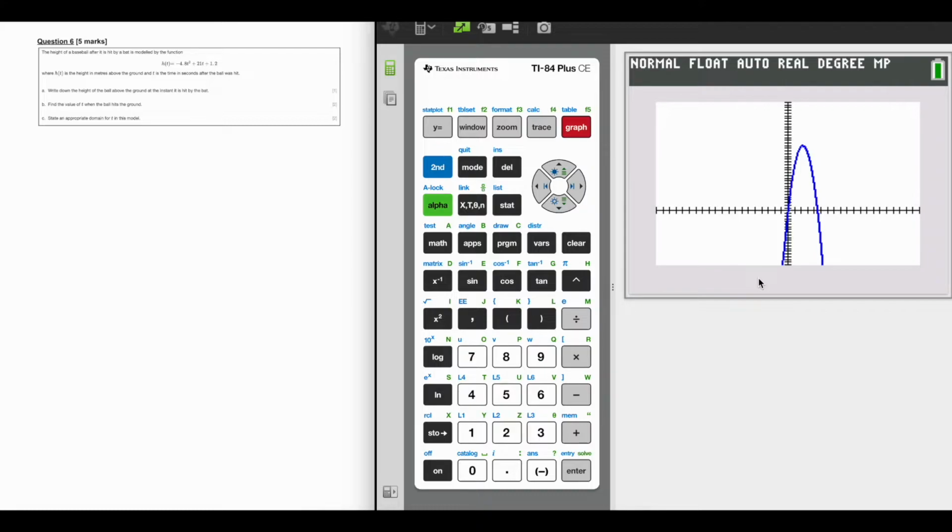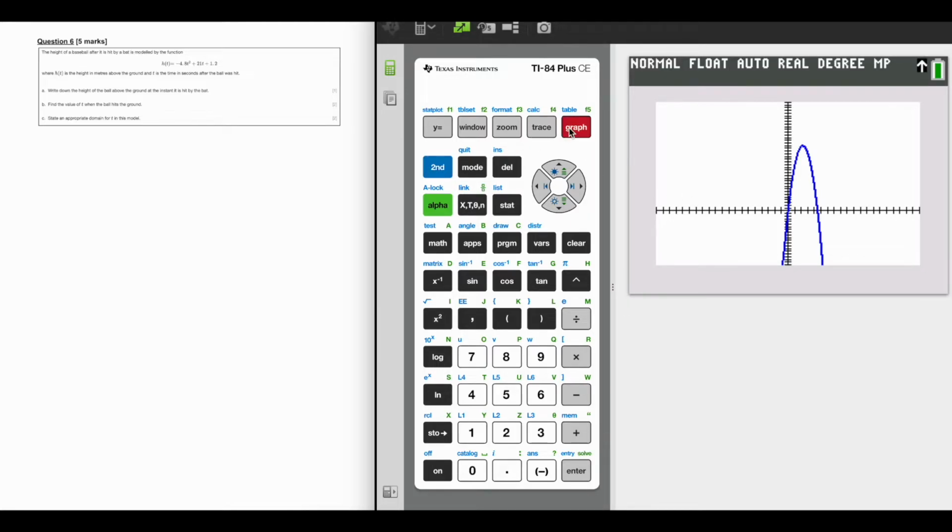So the height is shown as the y value, and then the time is shown in seconds on the x coordinate, or at the x-axis. So the first thing to do is to write down the height of the ball as soon as it's hit by the bat. Well, the time starts when I hit it, so therefore I'm looking for this value here, which is where it crosses the y-axis.